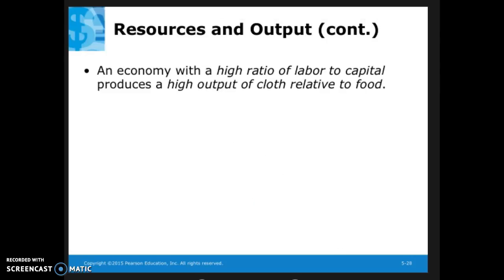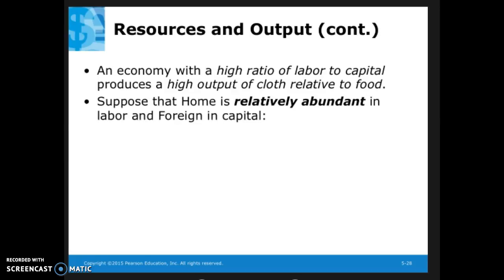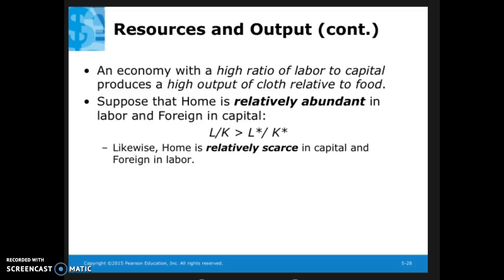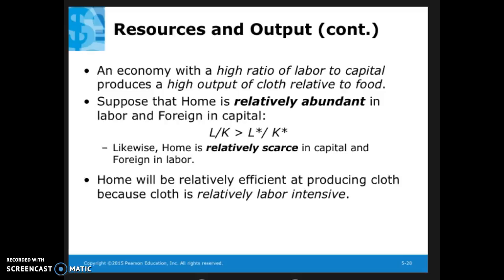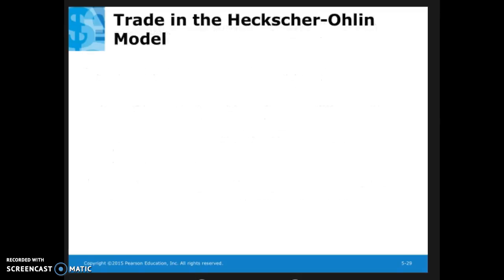So an economy with a high ratio of labor to capital produces high output of cloth relative to food. Suppose that home is relatively abundant in labor and foreign is abundant in capital. Likewise, home is relatively scarce in capital and foreign in labor. So home will be relatively efficient at producing cloth because cloth is labor intensive.